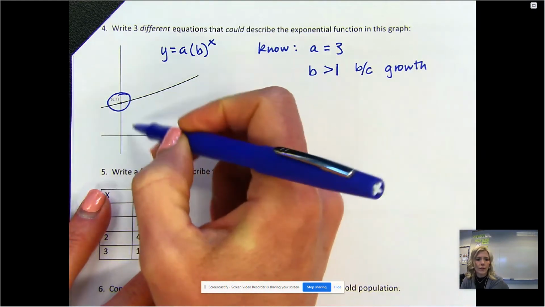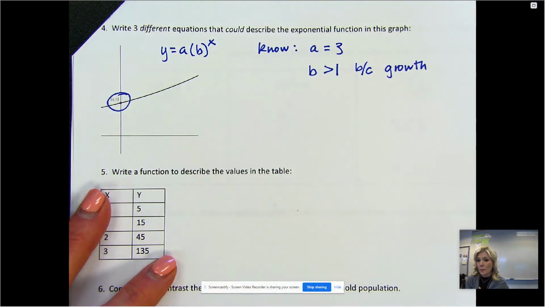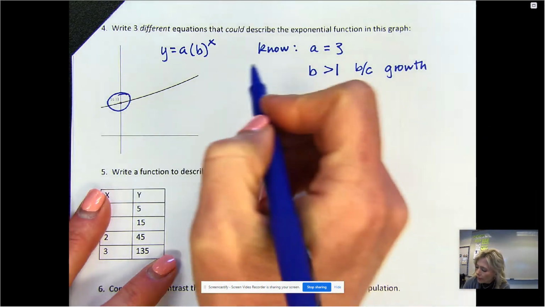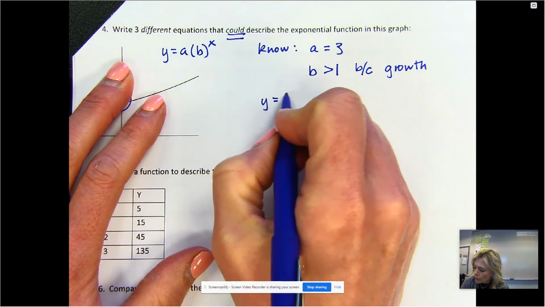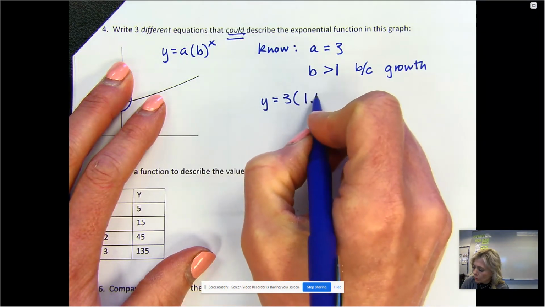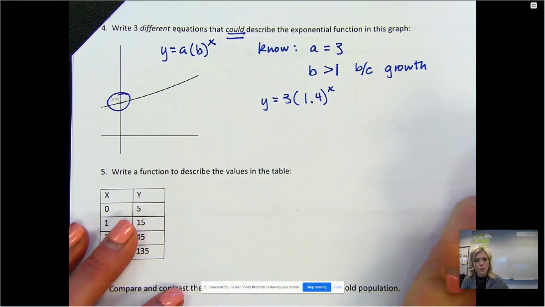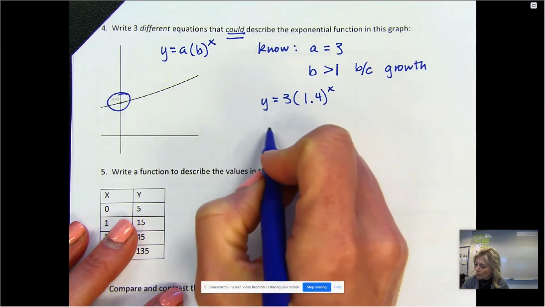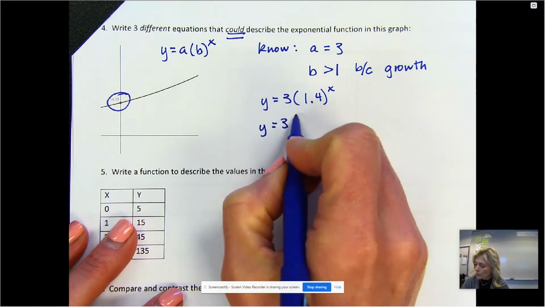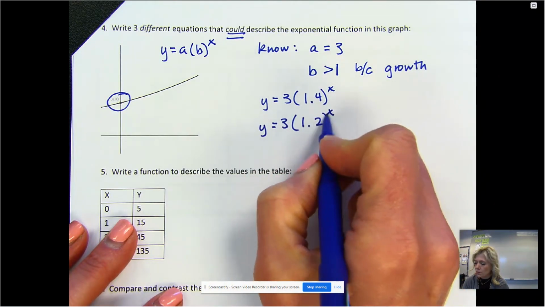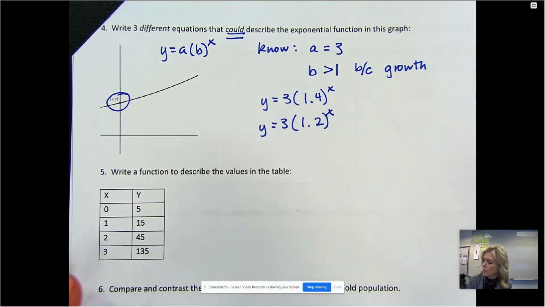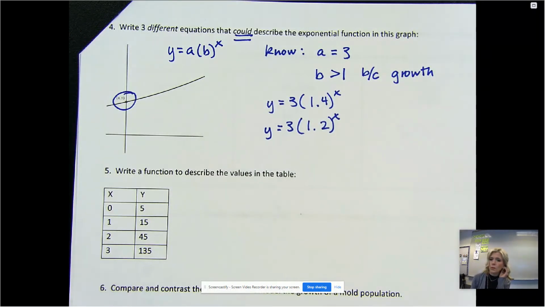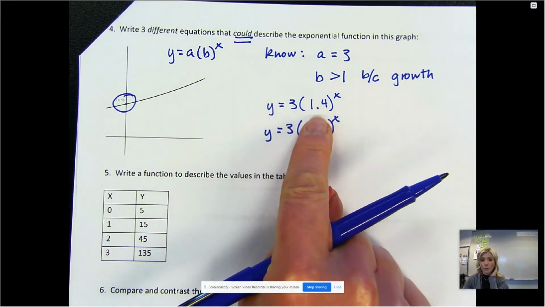There isn't a scale or any numbering, so I can't actually figure out what b is, but that's why it says could. So maybe I'd say y equals 3 times 1.4 to the x. That would be okay because 1.4 is more than 1. Maybe I could say y equals 3 times 1.2 to the x. Also okay. This just has to be any value larger than 1. You have to come up with 3 of them. So there's 2. You can come up with some more on your own as long as your a value is 3 and your b value is greater than 1.